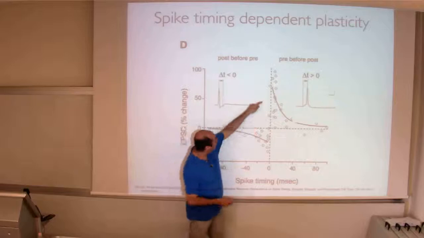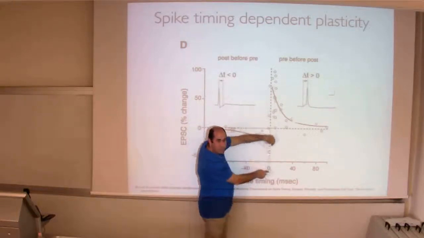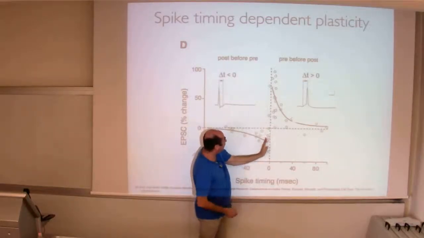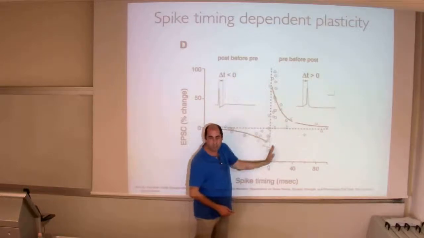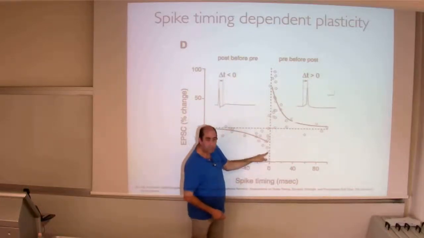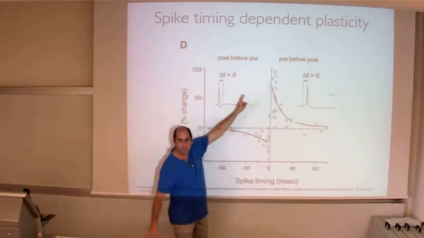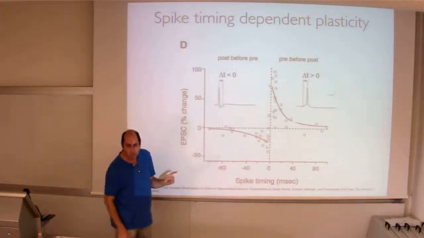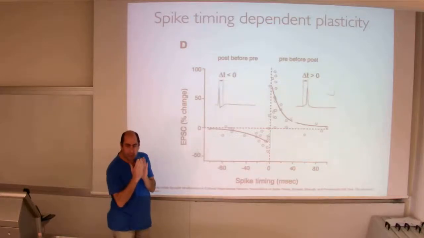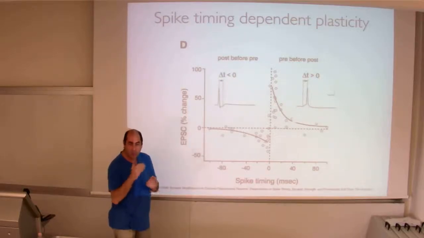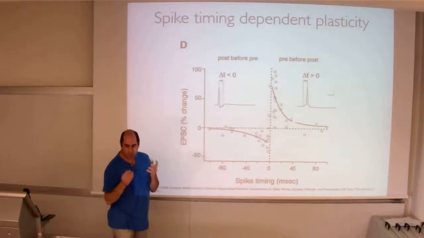The interesting part is what happens really at the 0 millisecond, right? So it's kind of a discontinuity, which is really strong. You go from depressing the synapse very, very strongly to increasing the synapse very, very strongly. As if the neuron really cares about synapses that come right before it spikes. Okay, and it doesn't care about synapses that come right after it spikes. Okay, these synapses are really not important in a way.